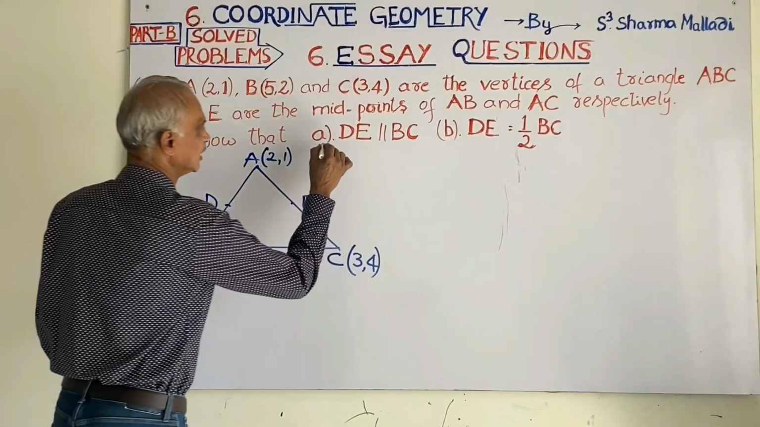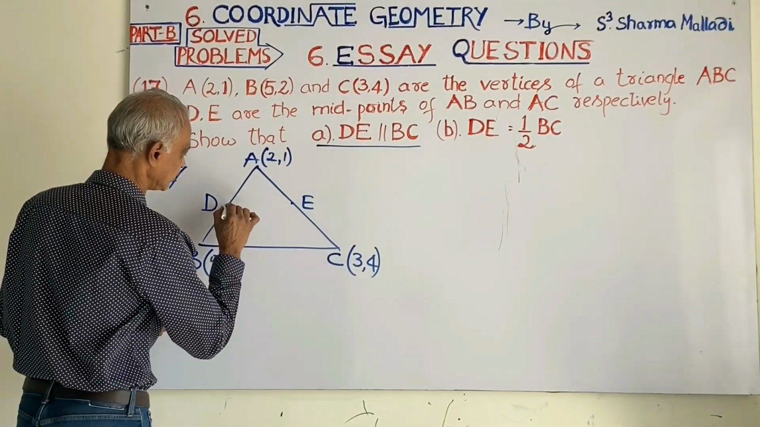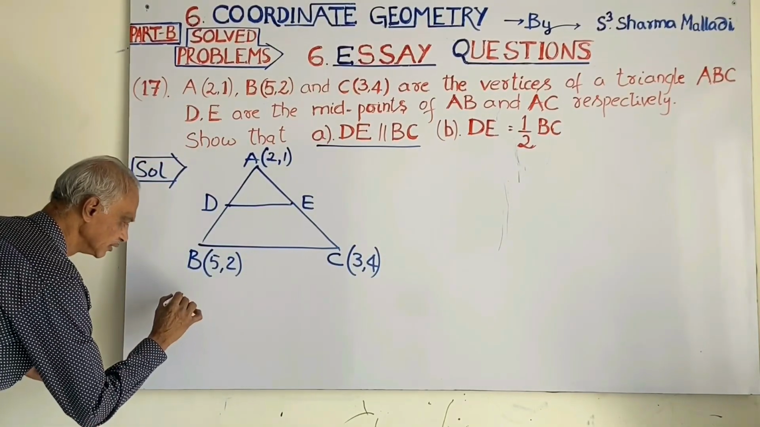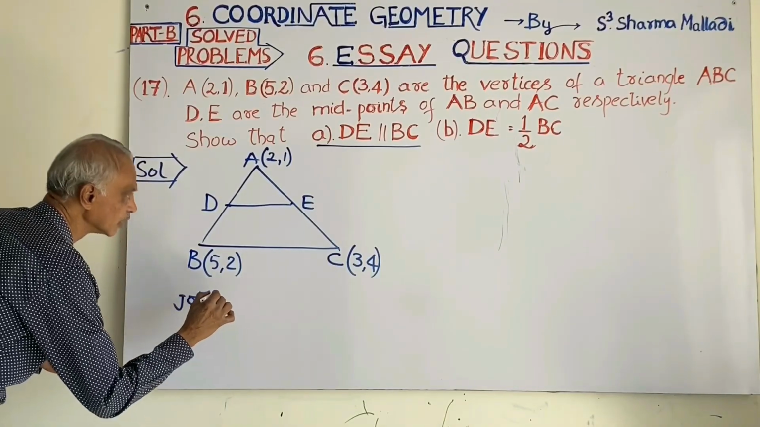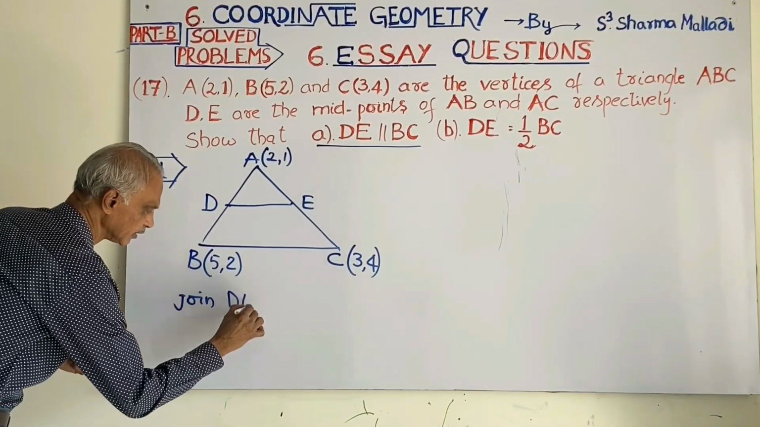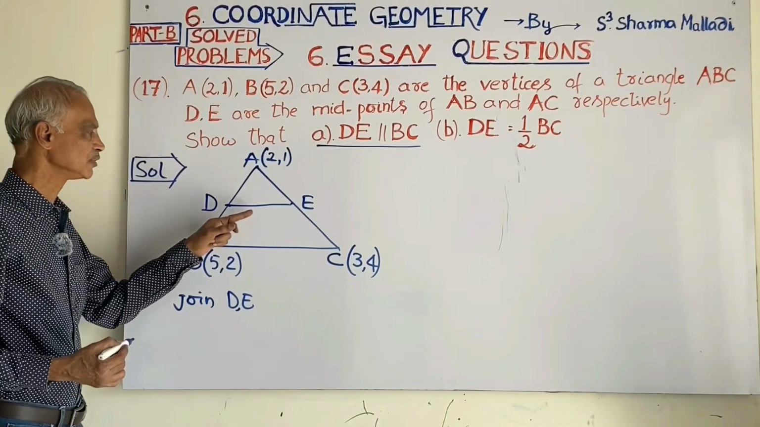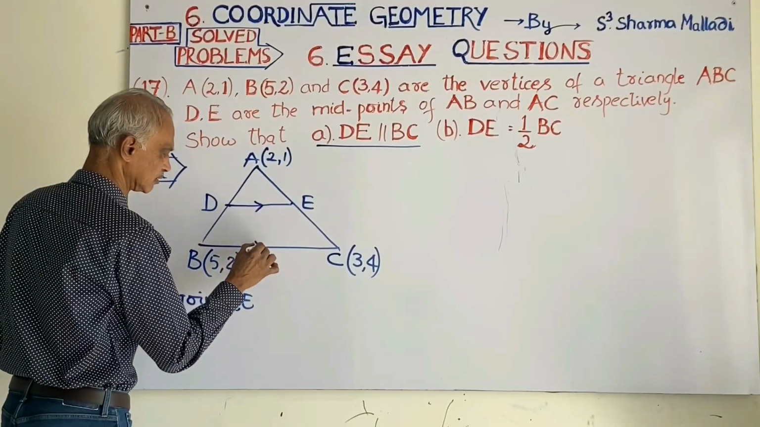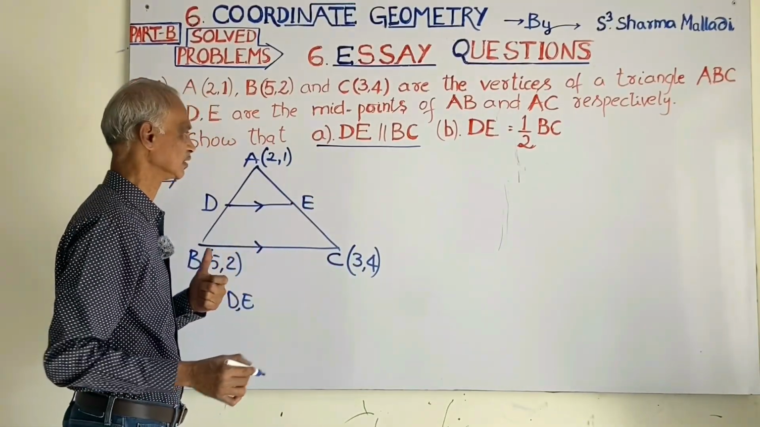First we will show DE is parallel to BC. What do I have to do? We have to join. What is the construction? Join D, E. Now we have to show DE is parallel to BC.